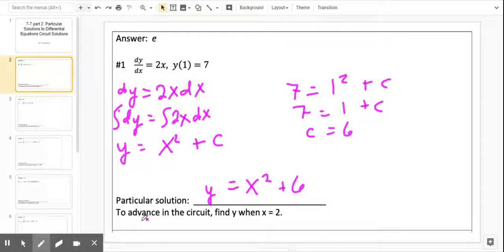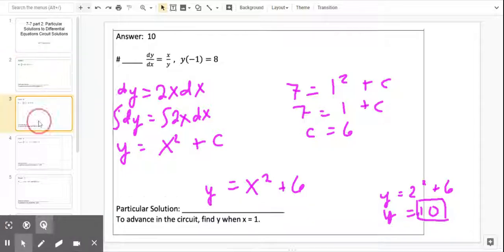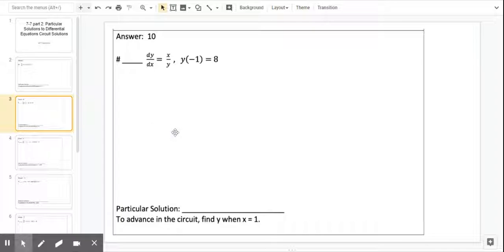To find the next one in our little circuit here, we want to find y when x equals 2. So y equals 2 squared plus 6. y equals 4 plus 6, which is 10. So that should be our number 2. I'm going to answer number 10 at the top. So that brings us to this one. Should be on your second page. So number 10, well, answer 10. This is now number 2.